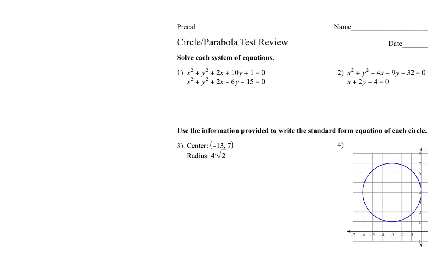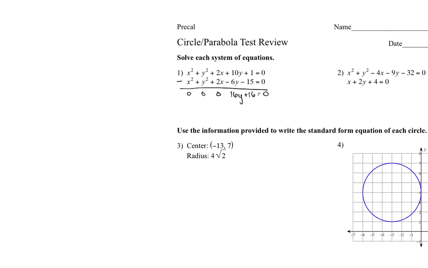we're going to use elimination to combine these two equations. So really what I'm going to end up doing is subtracting them. So x squared minus x squared is 0. Same thing here. Same thing here. Now be careful, it's 10 minus negative 6. You're going to end up getting positive 16y. Then you're going to get 1 minus negative 15, so you'd end up with positive 16.